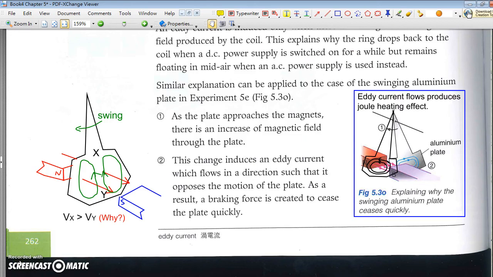the eddy current is much reduced for the slotted plate, and hence the power loss due to eddy current is much reduced. This explains why the slotted plate may swing a longer time.